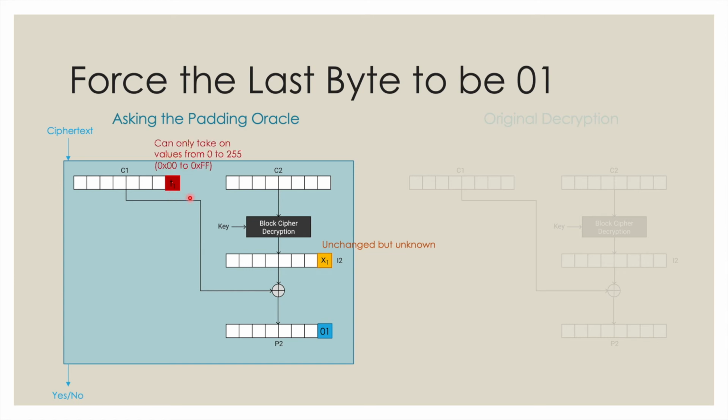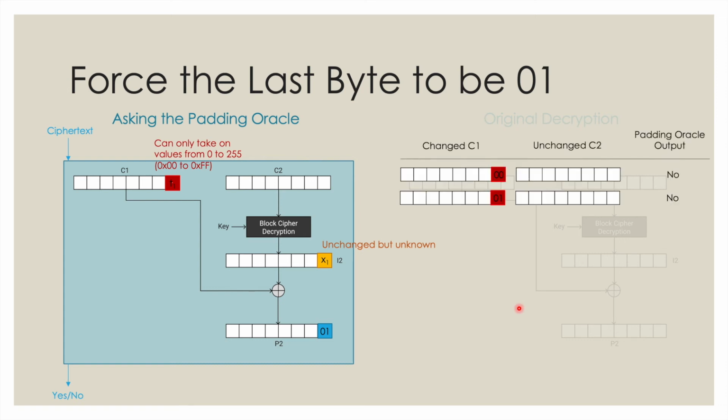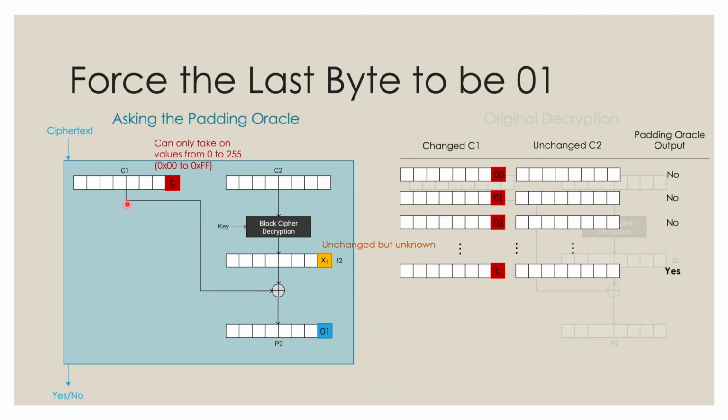And you have to recognize that T1 is only 1 byte long. So it can only take on values from 0 to 255 or 00 to FF for those of you who prefer hexadecimals instead. So we only need a simple for loop, looping through and searching through 0 to 255 for the last byte. And when the padding oracle finally outputs yes, then we'll know what value T1 needs to be. At this point in time, we'll know the value of T1. We also know the value of the last byte of P2 because we're forcing it to become 01. And then we note that this is an XOR operation.